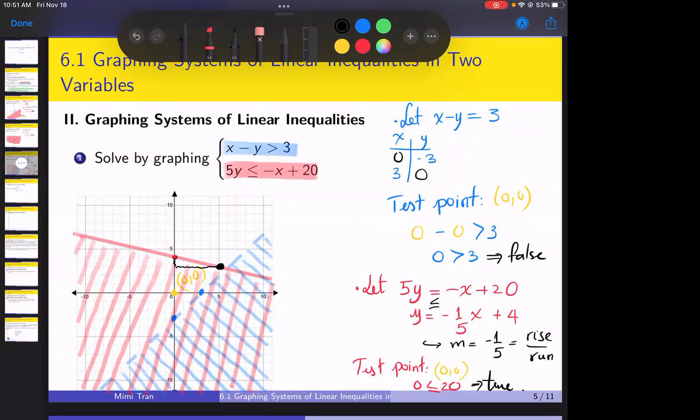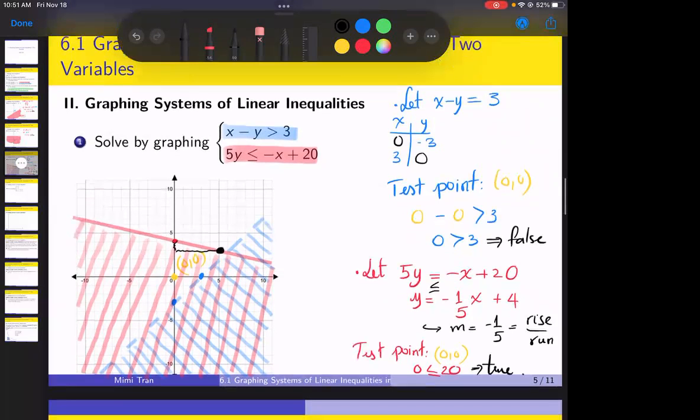Subtract x, so negative y greater than negative x plus 3, divide both sides by negative 1, you flip the sign, right? So y is less than instead of greater than. So you shade the region below. So it's only true if you solve for y. If you try to guess and check that kind of method, without picking a test point, you can get it wrong. Just be sure.